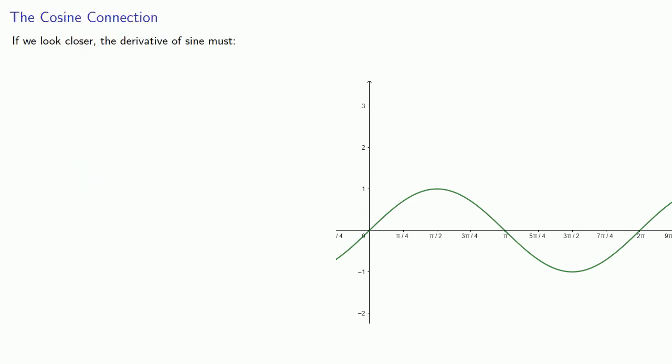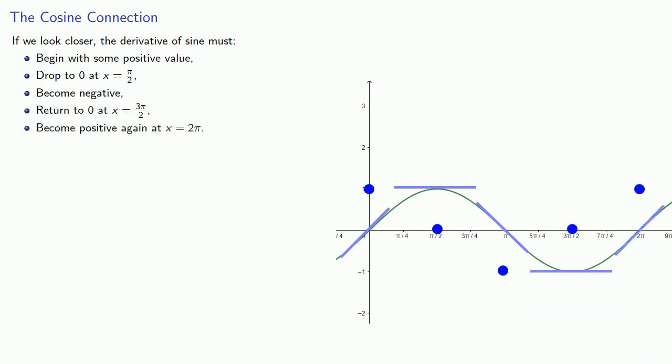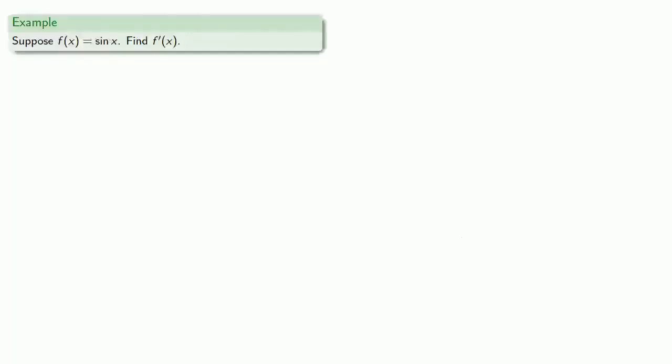Now, if we look a little closer, we see that the derivative of sine must begin with some positive value, drop down to 0 at x equals pi halves, become negative, and then return to 0 at x equals 3 pi halves, and then become positive again at x equals 2 pi. And this suggests the derivative of sine x is something like cosine x. So we should expect to find the derivative of sine to be something cosine x.